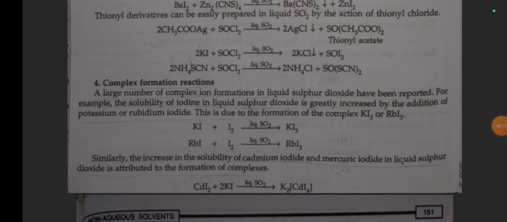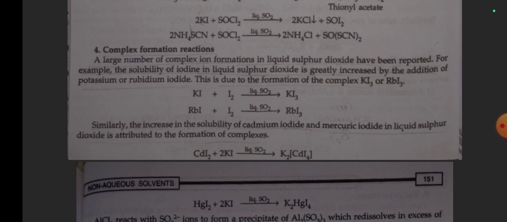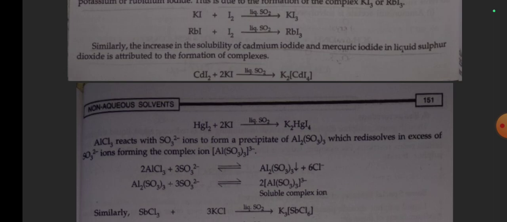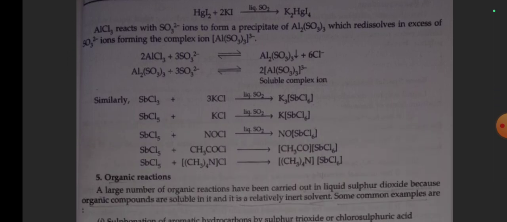Number 4. Complex formation reactions. A large number of complex ion formations in liquid sulfur dioxide have been reported. For example, the solubility of iodine in liquid sulfur dioxide is greatly increased by the addition of potassium or rubidium iodide. This is due to the formation of the complex KI3 or RbI3. KI plus I2, on adding liquid SO2, gives KI3. Similarly, the increase in the solubility of cadmium iodide and mercuric iodide in liquid sulfur dioxide is attributed to the formation of complexes. AlCl3 reacts with SO3 2- ions to form a precipitate of Al2(SO3)3, which redissolves in excess of SO3 2- ions, forming the complex ion [Al(SO3)3]3-.